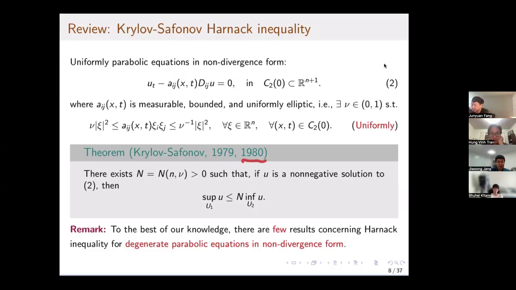1979 and the 1980s, Krylov and Safonov proved if u is a non-negative solution to this equation, then the sup of u in U1 is less than some constant N times the inf of u in U2. So here the solution for this equation means it satisfies the equation almost everywhere. Okay.